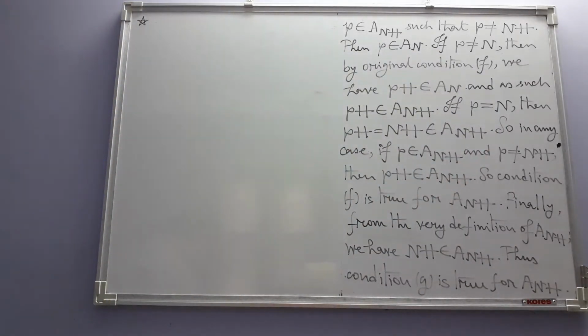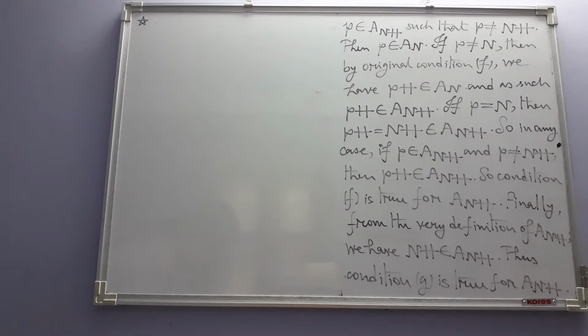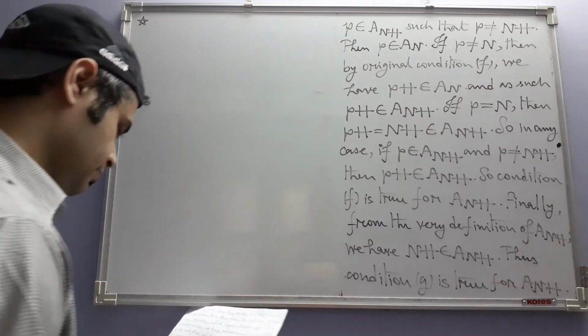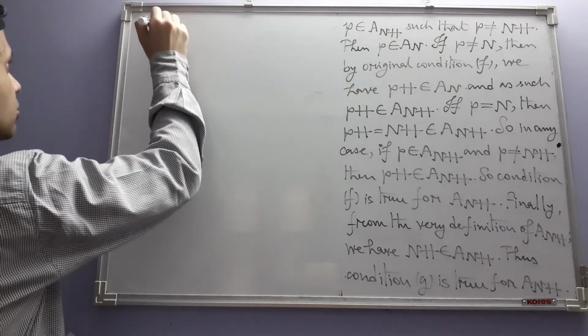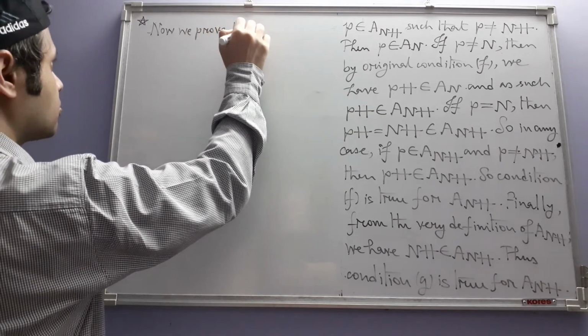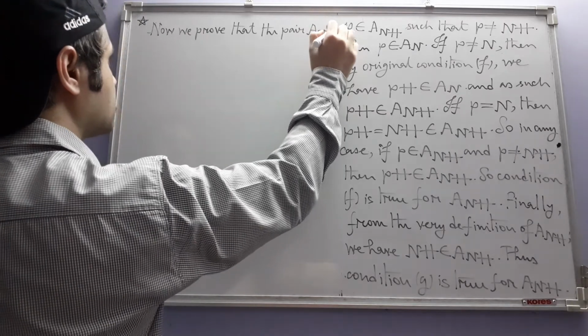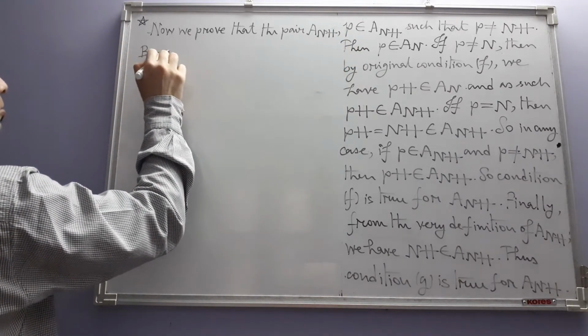Okay, but before we go to that, some more ink is needed. Now we prove that the pair A_n plus plus, B_n plus plus is unique.